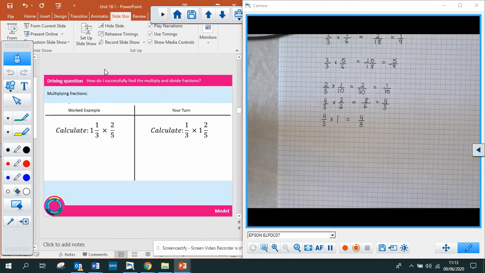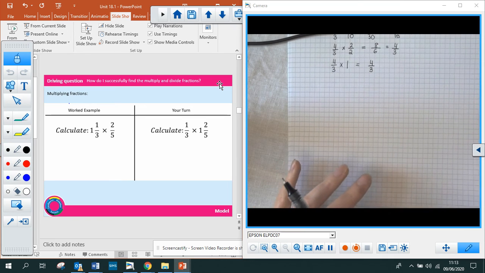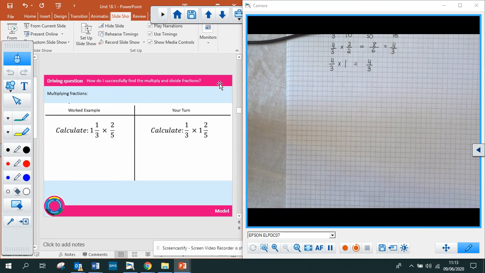Okay, so now what we're looking at in my examples here is multiplying with mixed numbers. Okay, multiplying fractions where we've got mixed numbers involved. And it's the same as what we were doing before when we were finding the reciprocal. Before we can actually do anything, we need to convert the mixed number to an improper fraction.